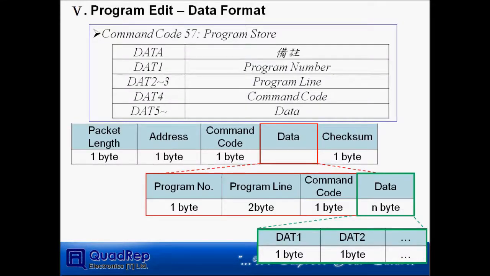Program edit. When we need to store the program data into the driver's memory, we have to use a program store command. You can see the data is divided into 4 parts, including program number, program line, the command code we use, and its data. And the detail of the data depends on the command we use.